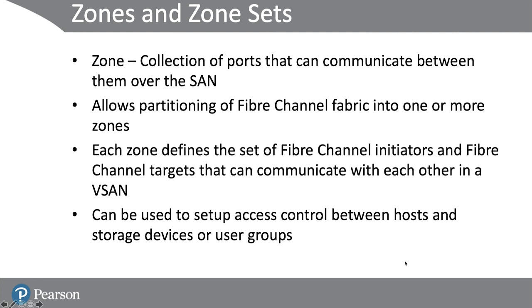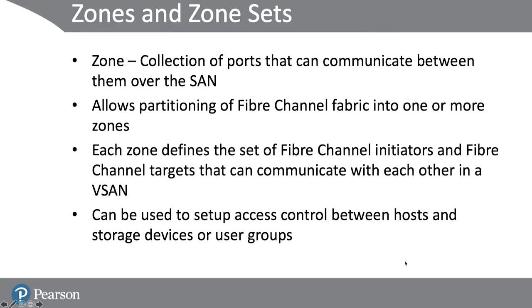The zones allow you to partition the Fibre Channel fabric into one or more zones. Each zone defines the set of Fibre Channel initiators and the Fibre Channel targets that can communicate with each other in a vSAN. So on one end, you will have an initiator, whereas on the other end, you will have a target. And using the zoning across the source and the destination, or the initiator and the target, you will be able to communicate across the whole path.